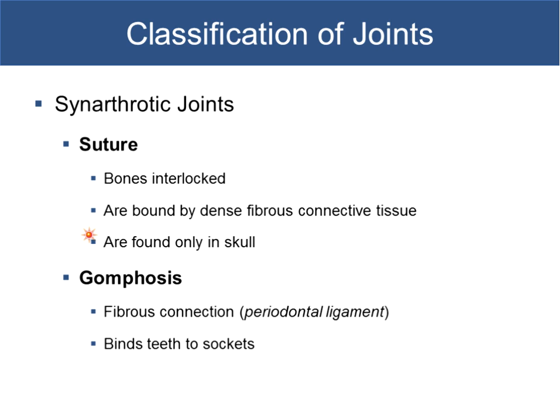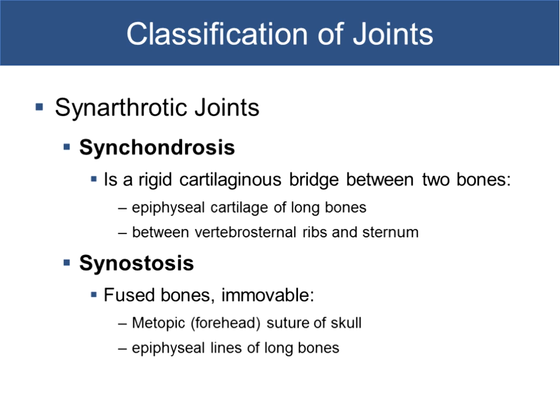So suture joints we've kind of talked about already. Sutures are only found in the skull. They're bound by dense fibrous connective tissue. There aren't really ligaments, if you will, they're not huge ligaments that connect these joints together. They're more of a dense fibrous connective tissue that keeps them hooked together. Gomphosis, remember those are going to bind the teeth into the socket. That's another type of synarthrotic joint.